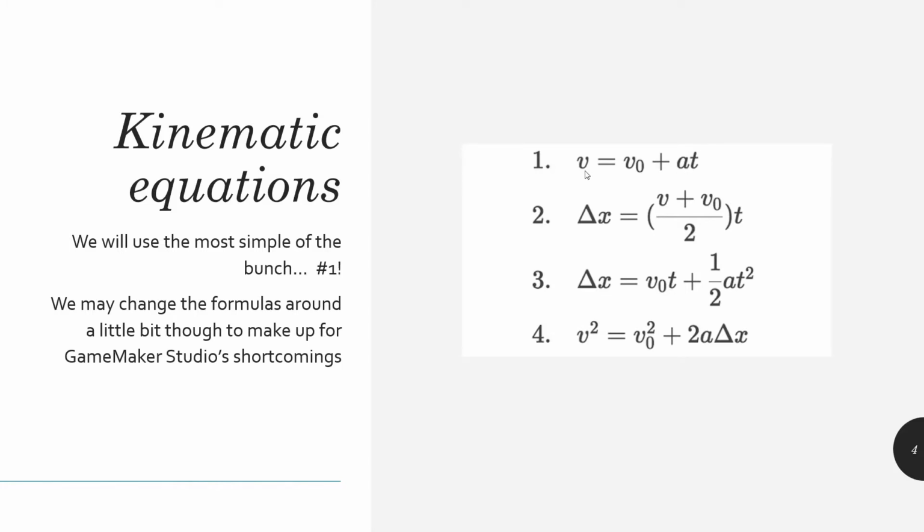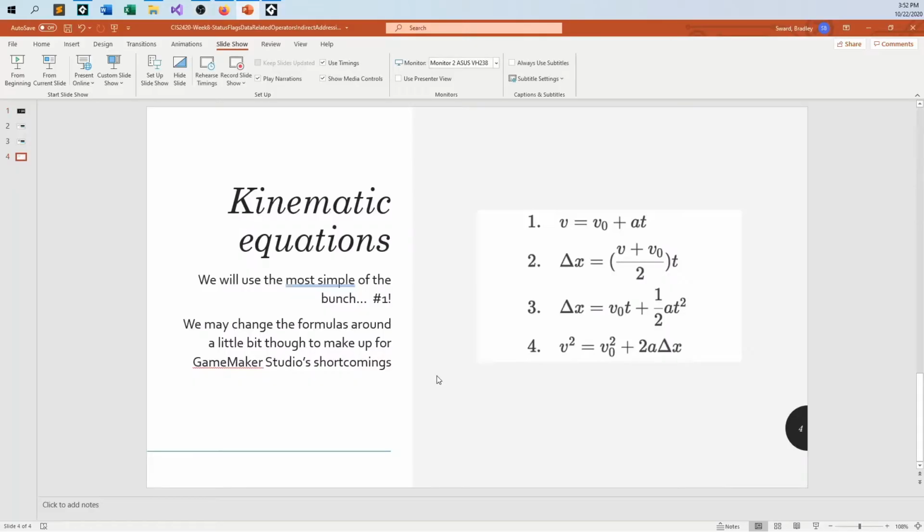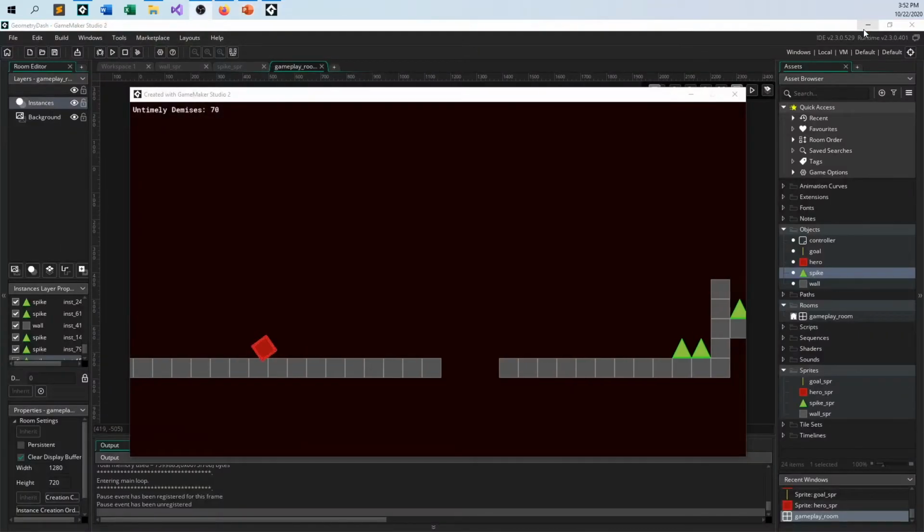The velocity, the speed at any time t, is equal to the initial velocity plus the acceleration times the time. We might tinker with this formula just a little bit to get it working, because the move contact solid function in GameMaker is not as perfect as it should be, in my opinion. So we'll have to do a little workaround, but we're going to use this formula at its core to make everything work. Do I have another slide? Nope, that is everything.